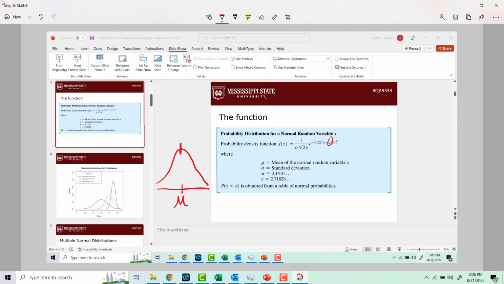And as the sigma increases, the distribution becomes wider. And as I said on the previous slide, the area here with all the probability in is going to be equal to 1.